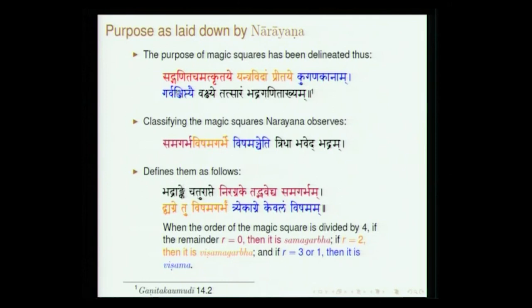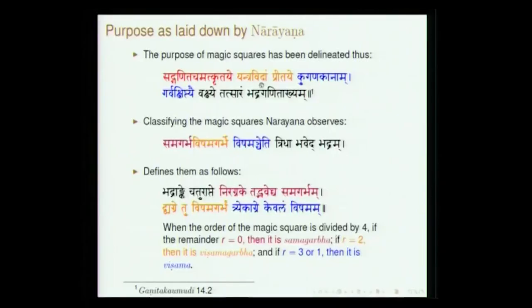Before I proceed further, I wanted to quote a couple of verses which have been stated by Narayana right at the beginning of the chapter. He says, sadganita chamatkritaye yantravidam pritaye kuganakanam garvakshiptye vakshye tatsaram bhadraganitakhyam. He has clearly stated three reasons. One is sadganita chamatkritaye: if you are a good mathematician, then you will enjoy it, or you can excel in a certain forum by knowing this technique.